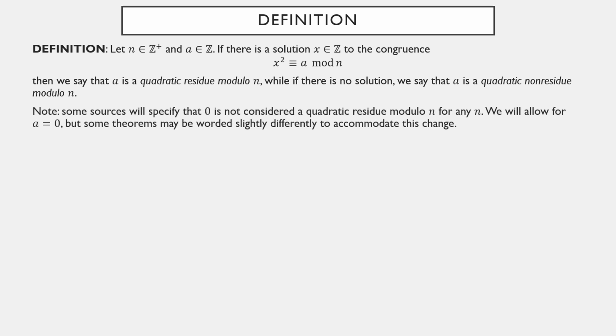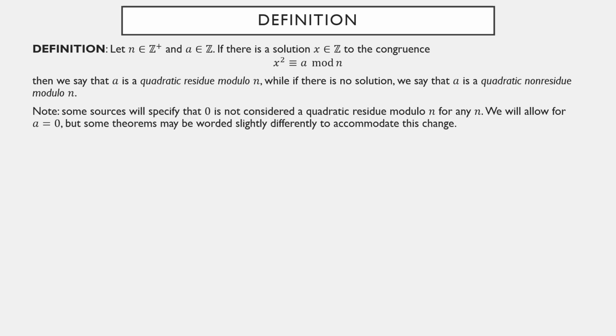Depending on the source where you get this definition, 0 may or may not be considered a quadratic residue. The way I've worded the definition above, 0 is definitely a quadratic residue mod n for any n, because there is an integer x, specifically 0 itself, so that x squared is equivalent to 0 mod n. 0 squared is always going to be equivalent to 0 mod n, no matter what n is.